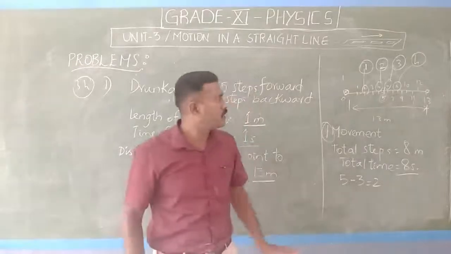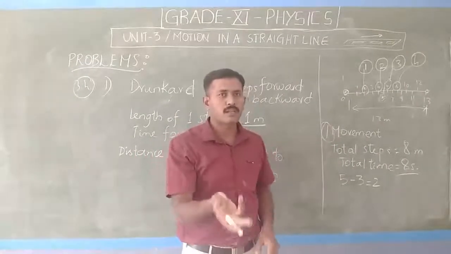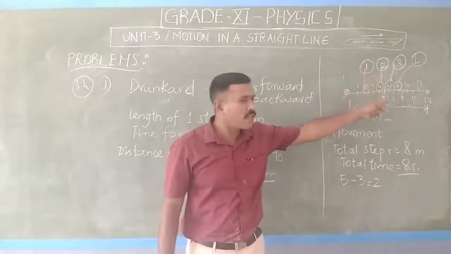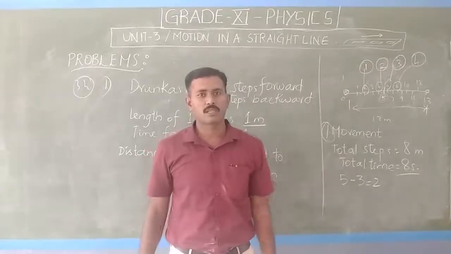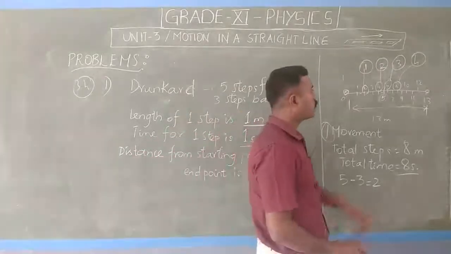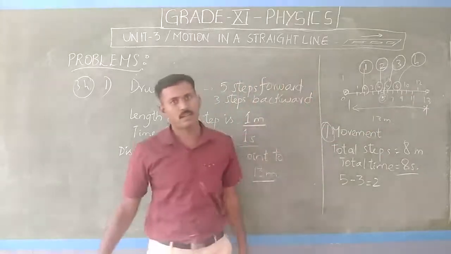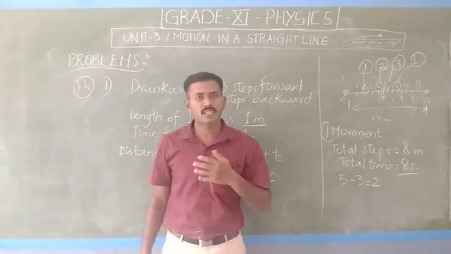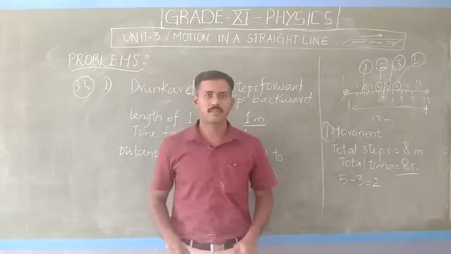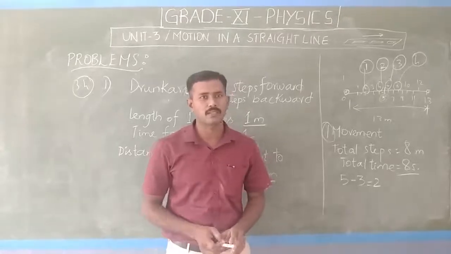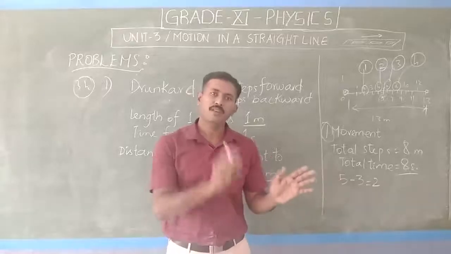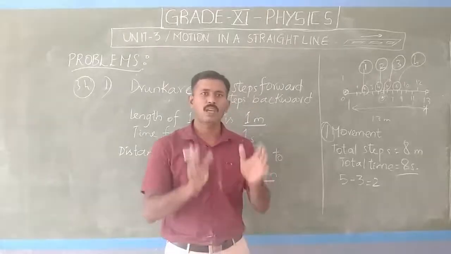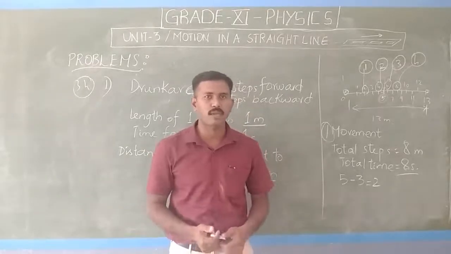Clear? Now coming to the next point, this is a very important concept here. From 8, if you start the next movement, what happens? You will reach 10. But you will not reach 10 and there is no need of reaching 10, because our destination point is 13 meters. So from 8, only forward movement is necessary. There is no need of coming backward.